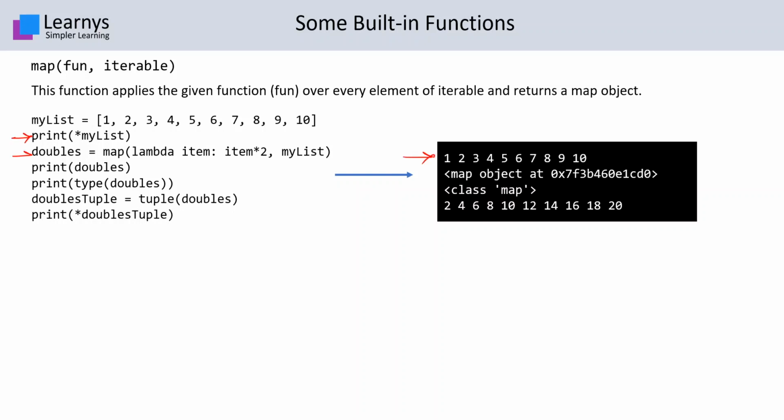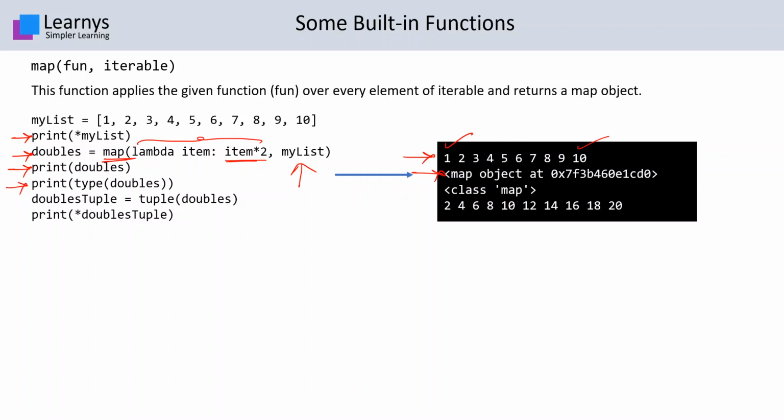Then we are writing doubles is equal to map lambda item colon item multiplied by 2 comma my list. So this is the function which has to be applied over every element of my list. That means every element starting from 1 till 10 will be passed into this lambda function. It will be multiplied by 2 and then returned. So over here, doubles is a map object. When we print doubles, it will say map object.